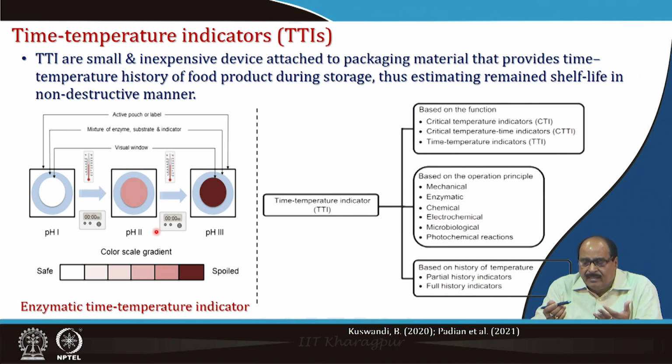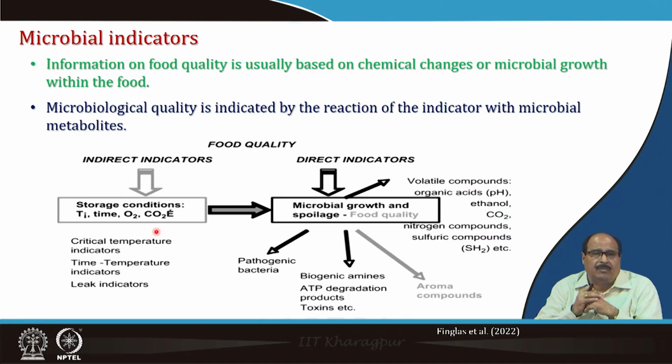So, these TTI indicators can be classified based on their function, like critical temperature indicators, critical temperature time indicators, and time temperature indicators. They may be based on the operating principle, like mechanical, enzymatic, chemical, microbiological, etc., or they may be based upon the temperature history, like partial history indicators or full history indicators. So, various types of TTI indicators are used in intelligent packaging.